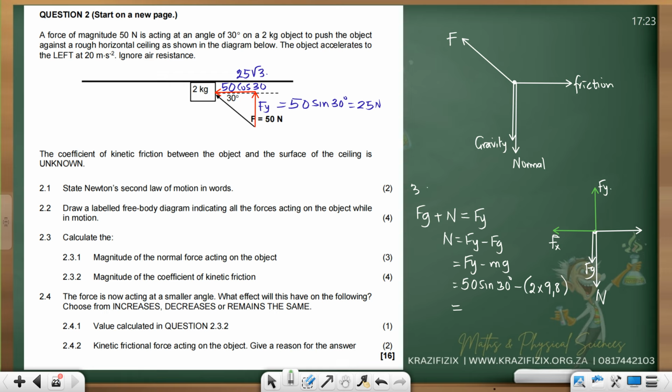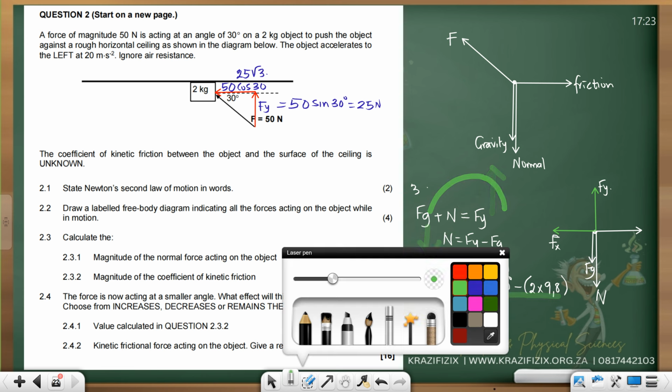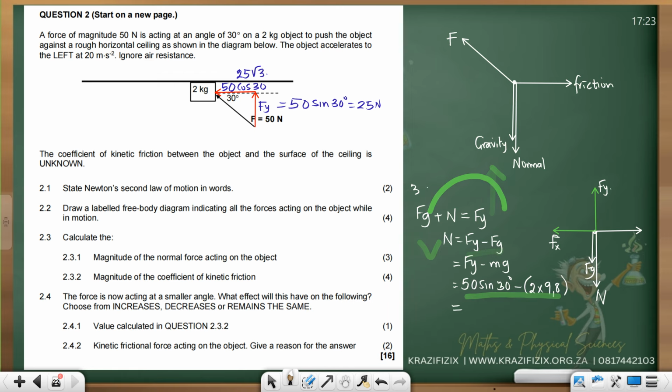Are we on the same page? Where am I losing you? No, you're right. So, I see what you're saying. Fg plus normal, these are the ones acting down. This equals the one acting up. So if I move this down, I have that. So give me an answer. 7. Because that's 25 minus 19. Or 8. 7 comma something. 5? All right.